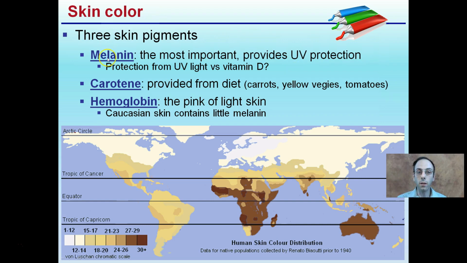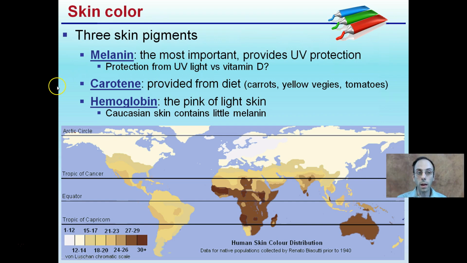First one is melanin, and this is the most important, provides UV protection. Now there's a delicate balance between being protected from UV light and being able to synthesize vitamin D. I have a separate video that handles light versus vitamin D, and you're welcome to check that out.